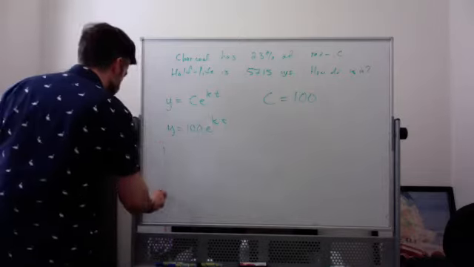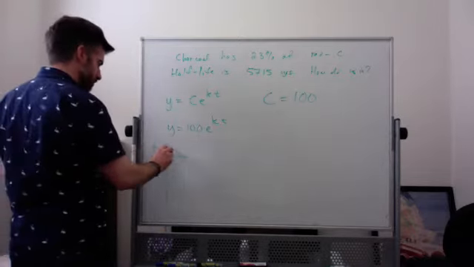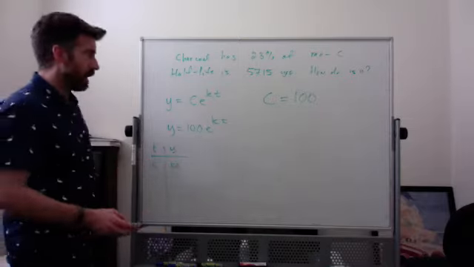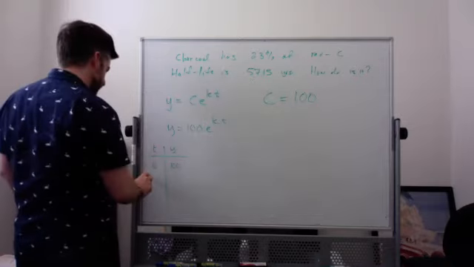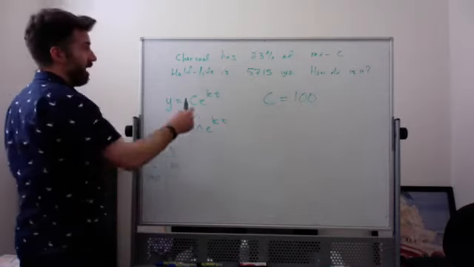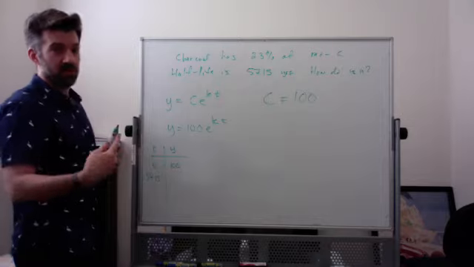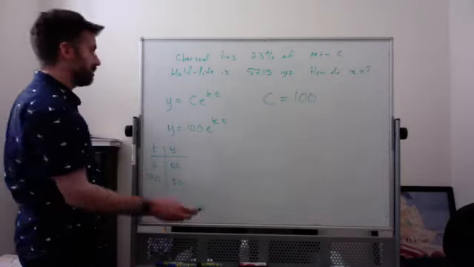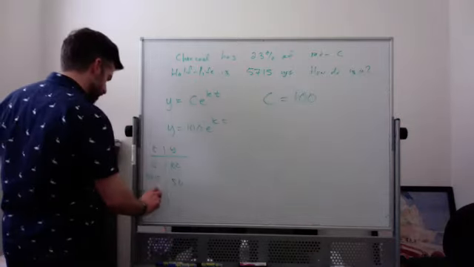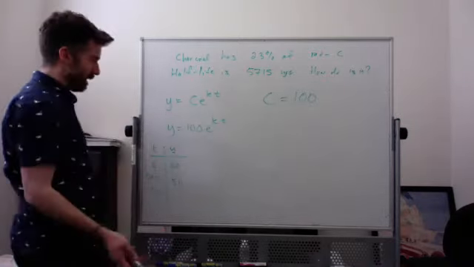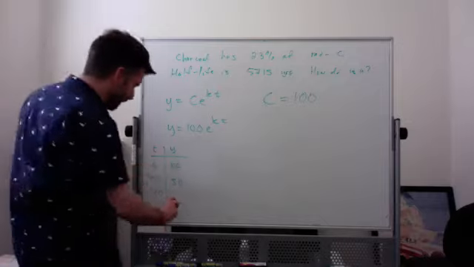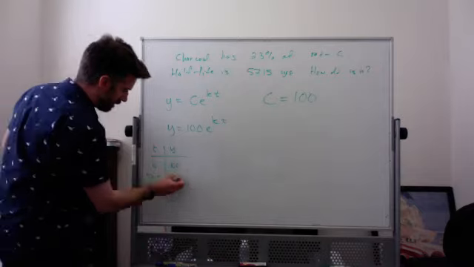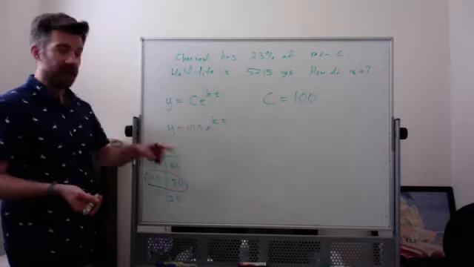Here's what I know. I like to make a little chart. At time equals 0, I'm starting off with 100. At time equal to 5,715 years, I have half, because that's what it means to be the half-life: that much time later, I have half of what I started with. Then I'm trying to figure out what time it will be when I have 23%. Well, 23% of 100 is just 23. So I'm going to use this information to figure out the k constant.